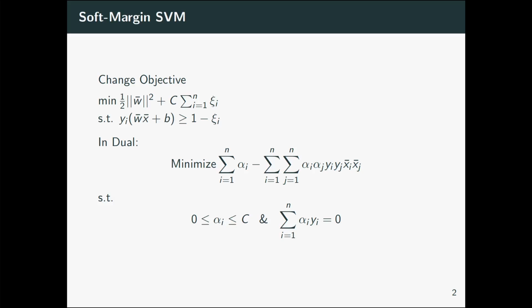We can equivalently write the dual, which remains fairly similar, but the only major change is that the Lagrange multipliers alpha i were previously just constrained to be greater than or equal to 0. Now they're also constrained to be less than or equal to C. So that is the only change that we need to make in the dual formulation.